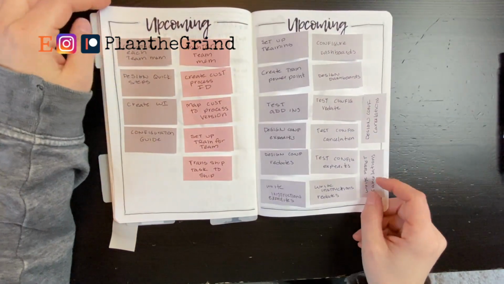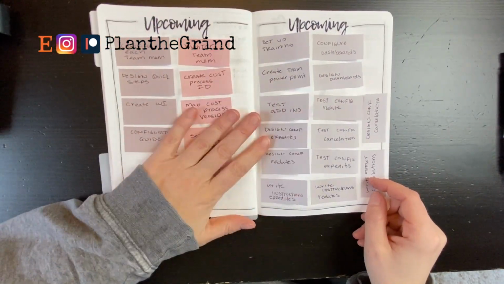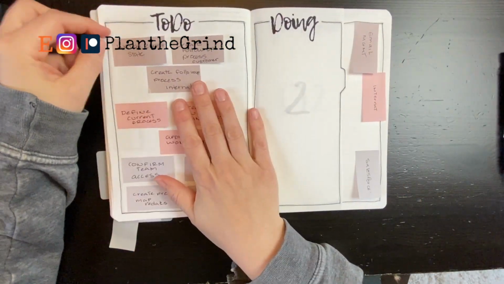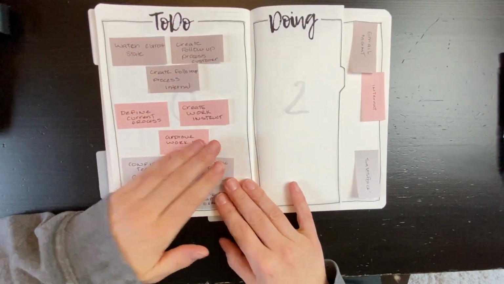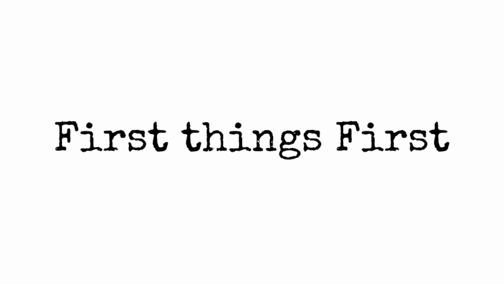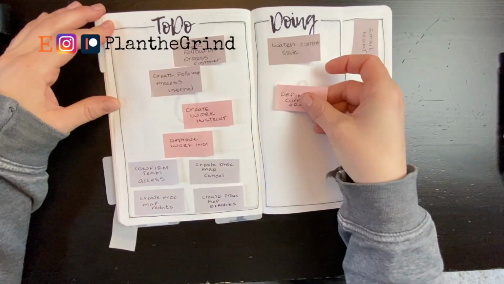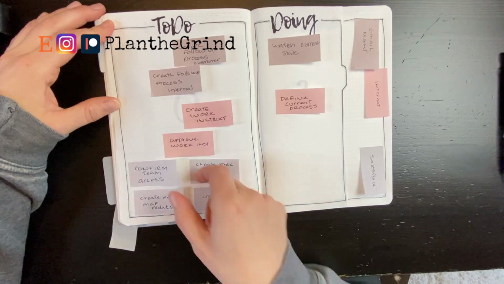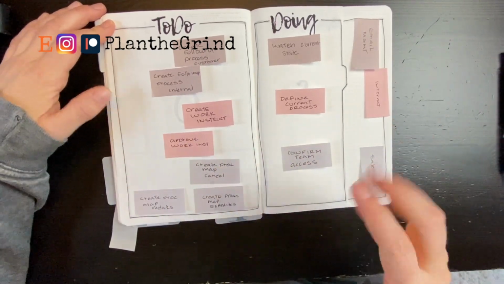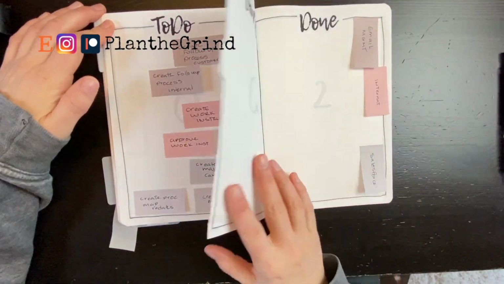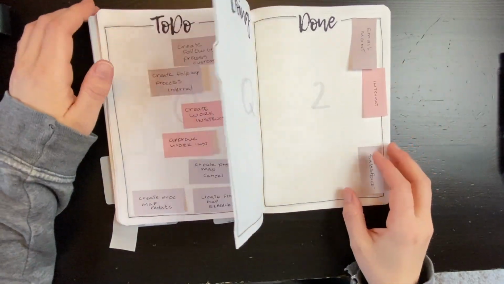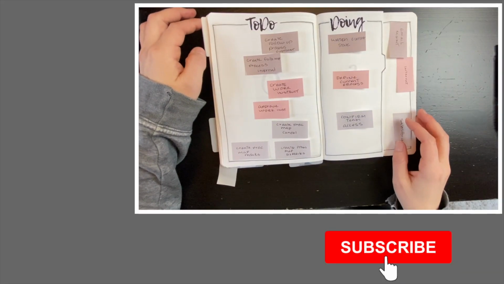The old flip through: upcoming, three different projects. This is the first steps that I have to do. So this is what I want to focus on. And those are the things that I want to focus on right now. And then I'll move them over into done when I'm done.